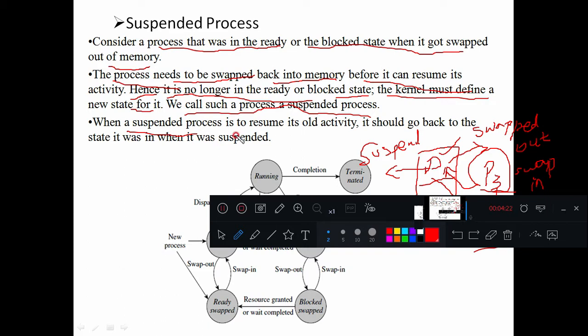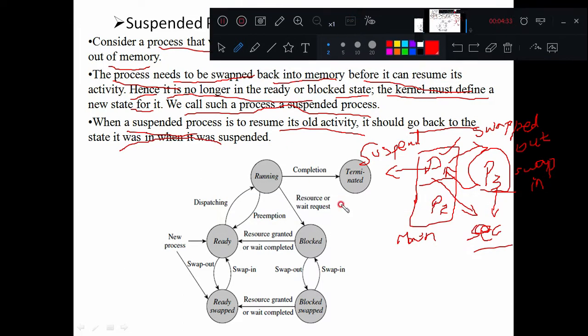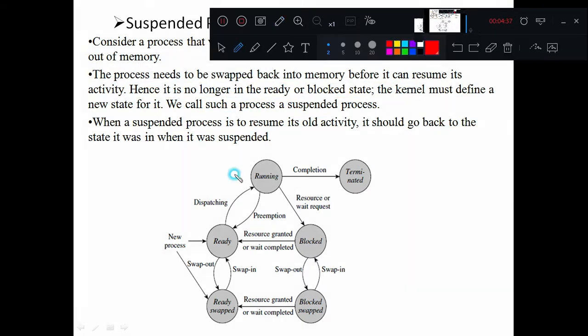When the suspended process is to resume its old activity, it should go back to the state it was in when it was suspended. From the state diagram you will understand the concept more clearly. Let us say a new process comes, it will always be in a ready state. A process will assume that all resources are available and it can start executing on the central processor unit.